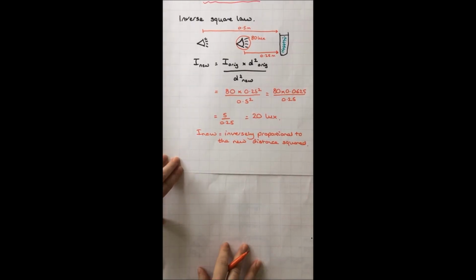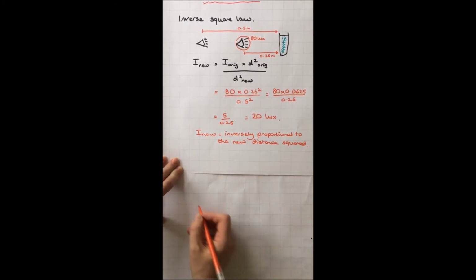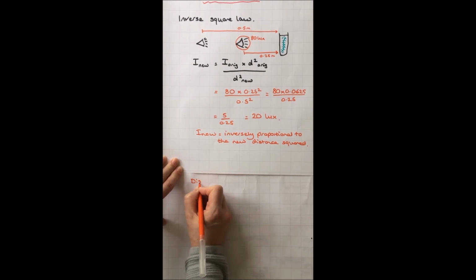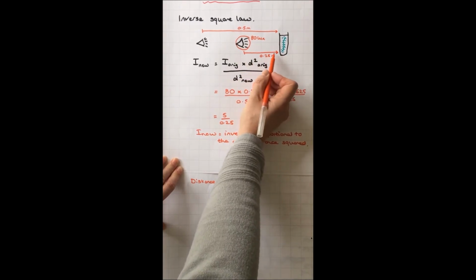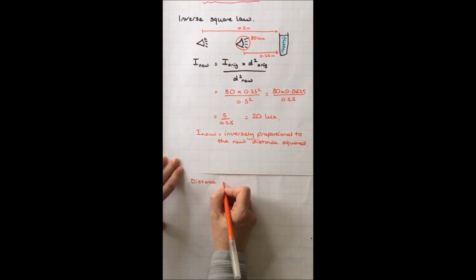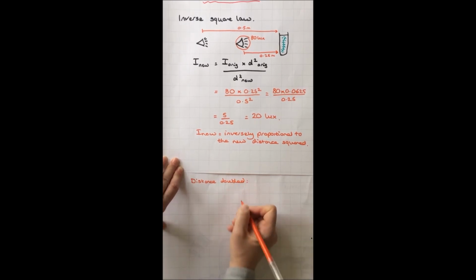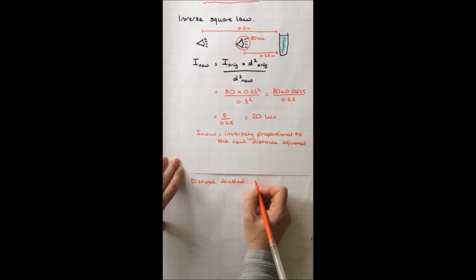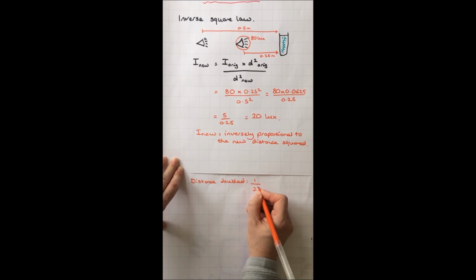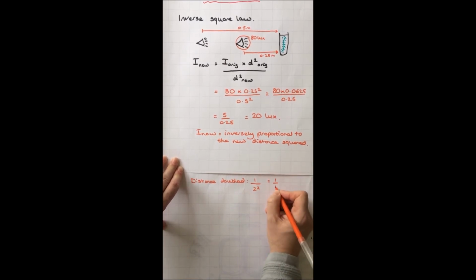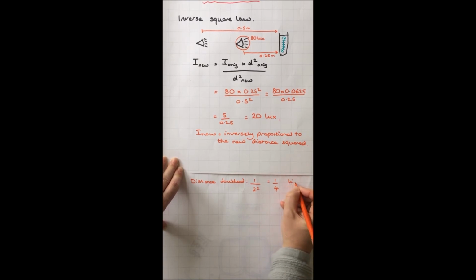Okay, so let's have a look at an example of what this means in practice. If I have my lamp and I double the distance from the plant, like I did with this one here, my light intensity changes, and it changes inversely proportional to the new distance squared. So inversely proportional means 1 divided by the new distance squared, so I've doubled it, so it would be 2 squared, which gives me a quarter. So that means that my light intensity is now a quarter of the original value.